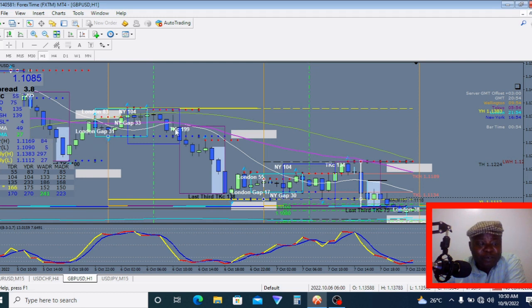From here, you will agree with me that this stochastic is quite different from the stochastic we have from our broker. This is a very different one entirely, because this is a customized one that I bought during my early days of trading. It has been proving very, very effective. I've been using it for a very long time and it's working for me.